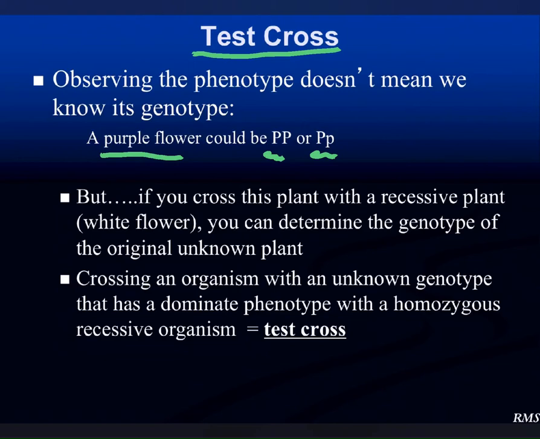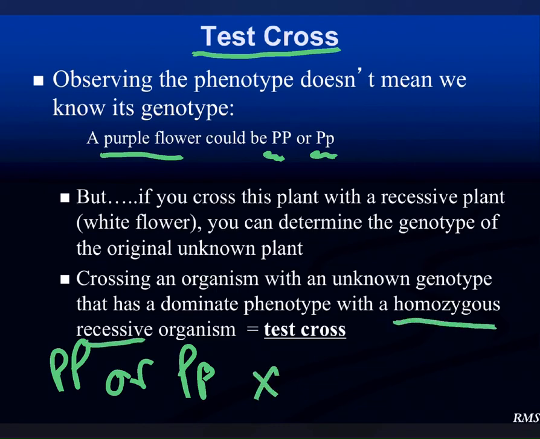In a test cross, you take the unknown, so in this case, we don't know if it's big P, big P, or big P, little p, and we cross it with a known. The only known you ever know is homozygous recessive, because if it's recessive, it has to have the little recessive alleles, and if it's homozygous, they have to be the same. So you always take the unknown, which is homozygous dominant or heterozygous, and cross it with a homozygous recessive, and that's called a test cross.